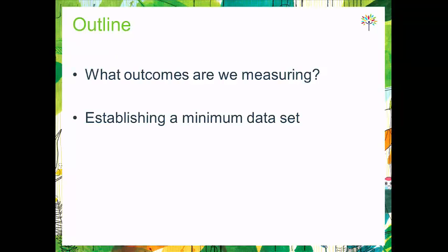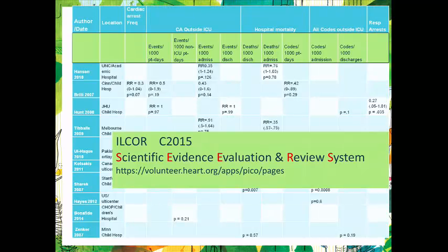So what I'm planning to do here is just talk a little bit about the outcomes that we're measuring in paediatrics, and then at the end talk about what we could do here in Australia and New Zealand in terms of fields of data we could collect to make a minimum data set. I've used this slide previously in terms of one of the worksheets that arose out of the ISRRS C215 work.